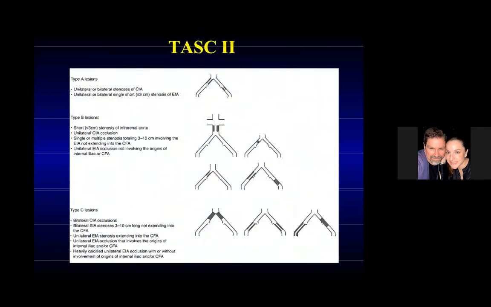All right, this is the TASC II classification for proximal disease. These are a representation of the distal aorta, the common iliacs, internal iliacs, and external iliac arteries. And this classification of TASC II talks about type A lesions, type B lesions, and type C lesions. And there's another one. Type A lesions are usually unilateral or bilateral stenosis of the common iliac arteries, okay? So unilateral or bilateral, single short, less than 3 centimeter stenosis of the external iliac arteries. That's a type A lesion.